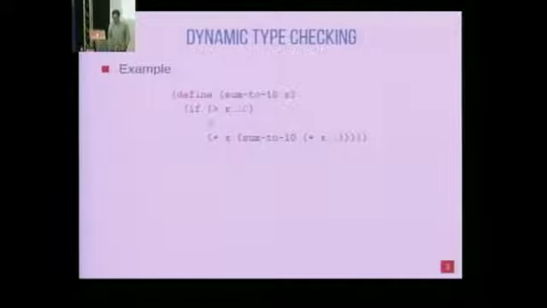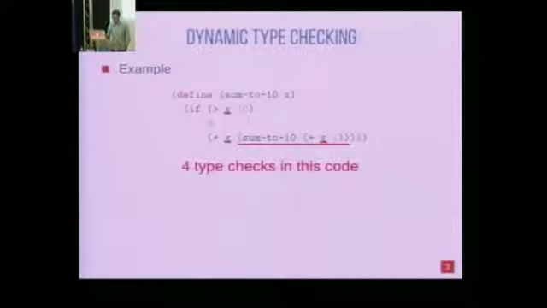So we can take this simple code as an example. Here we have a pretty simple function that takes an argument x and adds the number from x to 10 by adding 1 at each step. If you want to compile this code, we have to insert exactly 4 type checks. Because we don't know the type of the argument, we have to insert 3 checks on x for the greater operator and both additions. And we have to add another check to check the type of the value returned by the recursive call. So we say that it has a negative impact on the performance.